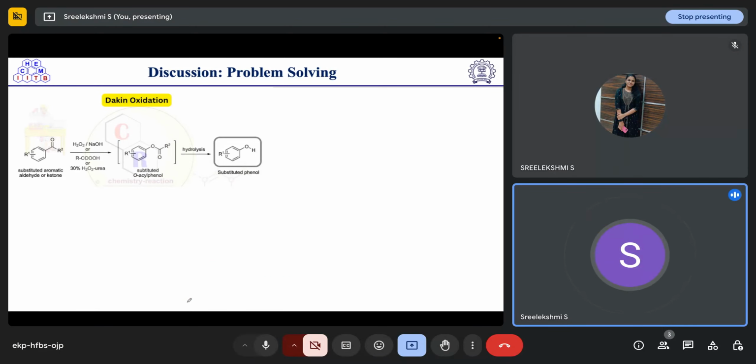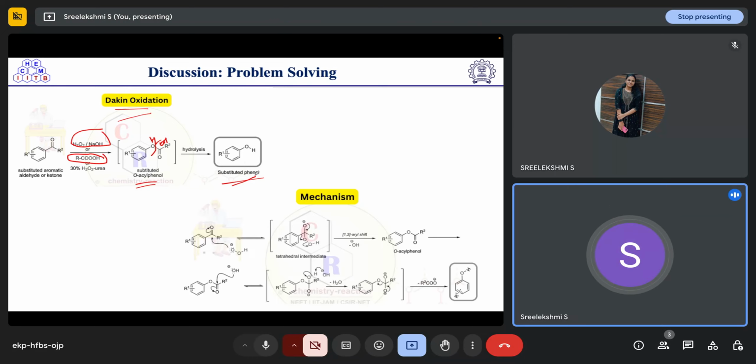Okay, now we will see the next rearrangement. Yeah, this is also a kind of Baeyer-Villiger oxidation. So the first step is almost similar. This oxygen is getting inserted by using mCPBA or H2O2 NaOH condition. We will be getting the substituted ortho-acyl phenol ester, which upon hydrolysis we will get the proton here, and OH will go this side. So this will leave out, and we will be getting the substituted phenol. So this reaction is known as Dakin oxidation.